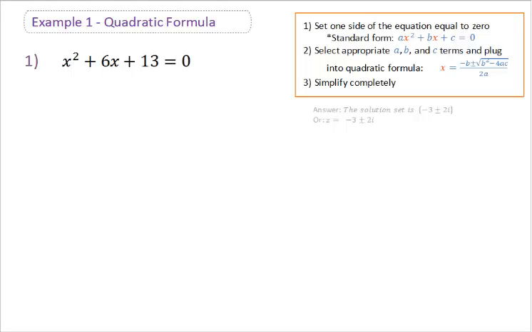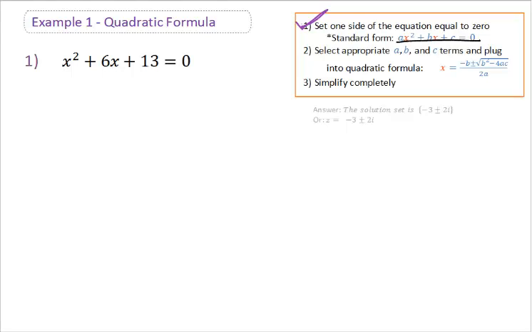x squared plus 6x plus 13 equals 0, we are going to solve it by using the quadratic equation because that is the only method that will work so far as we know it. First thing is to put it in standard form, or in descending order, and set it equal to 0. This is already done for us. So step number 1, we do not have to worry about.